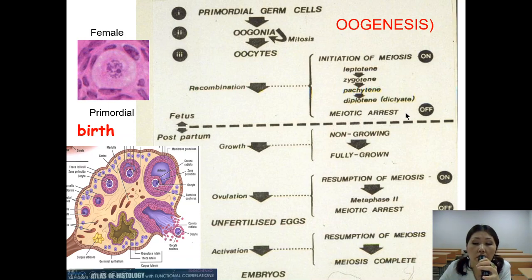There is a meiotic arrest in the fetus. And postpartum, after birth, in the puberty period, from non-growing to fully growing stage, then ovulation occurs, with resumption of meiosis, metaphase 2, and again meiotic arrest. These can be unfertilized eggs, but if fertilized, it becomes an embryo and meiosis is completed. In unfertilized eggs, there is resumption of meiosis, also in arrest, and the second meiosis is completed after fertilization.